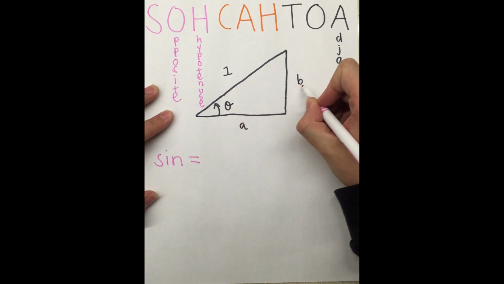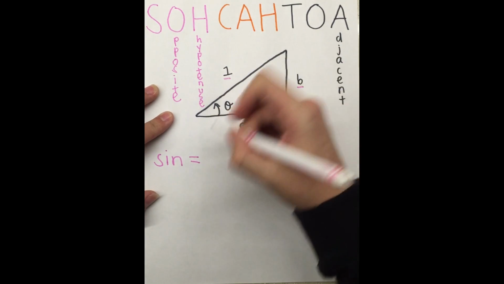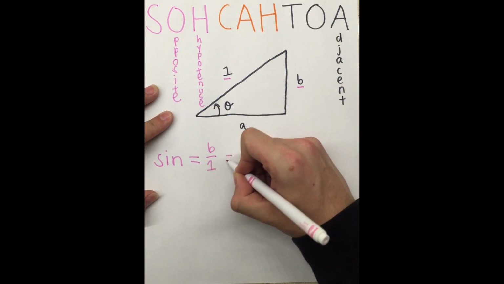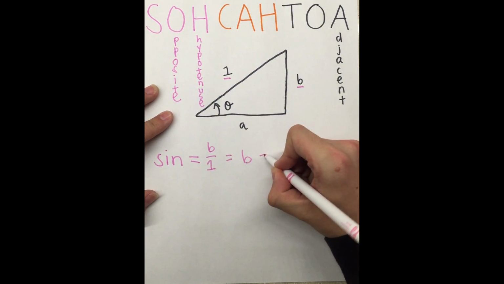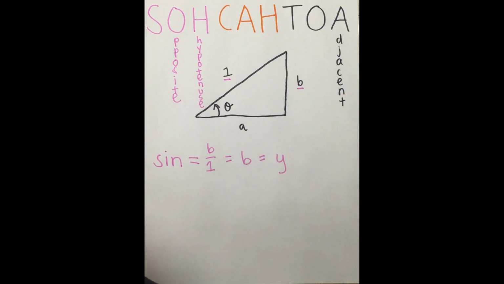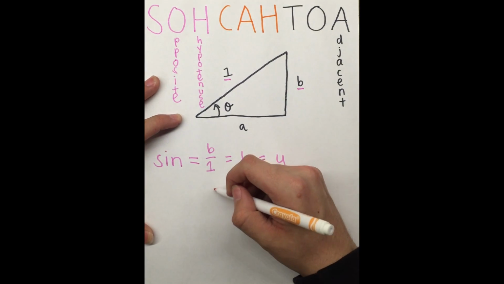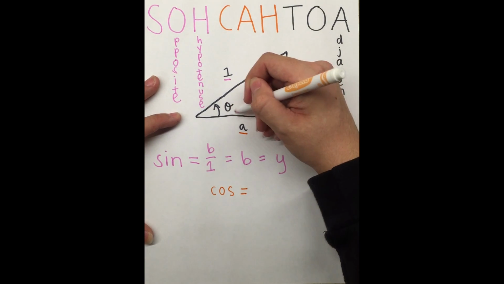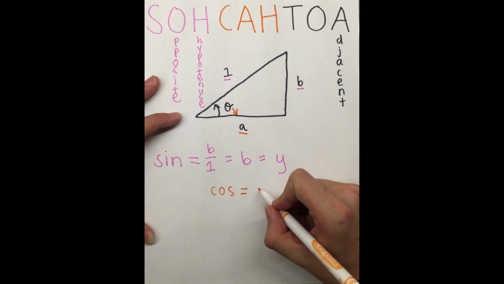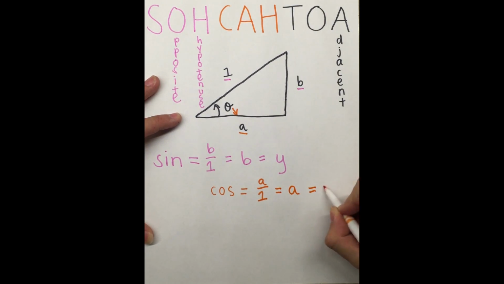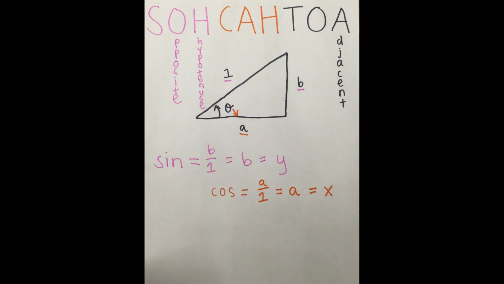So sine equals opposite over hypotenuse, which is B over 1 because the hypotenuse is 1, and B over 1 equals B, and B equals Y. So cosine equals adjacent over hypotenuse. Adjacent is A, and the hypotenuse is 1, so it's A over 1, which just equals A, and A equals X because it is the horizontal.